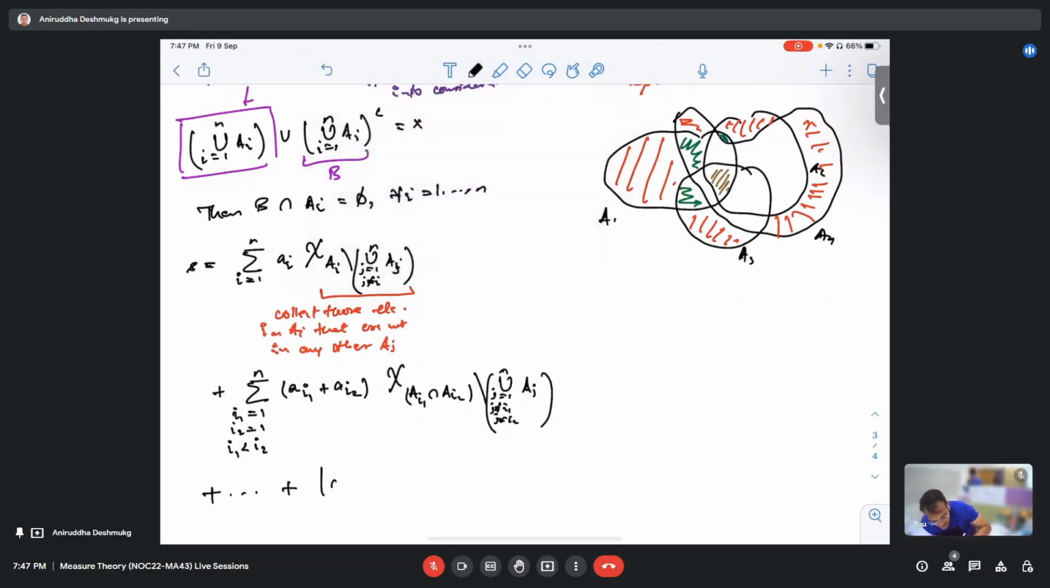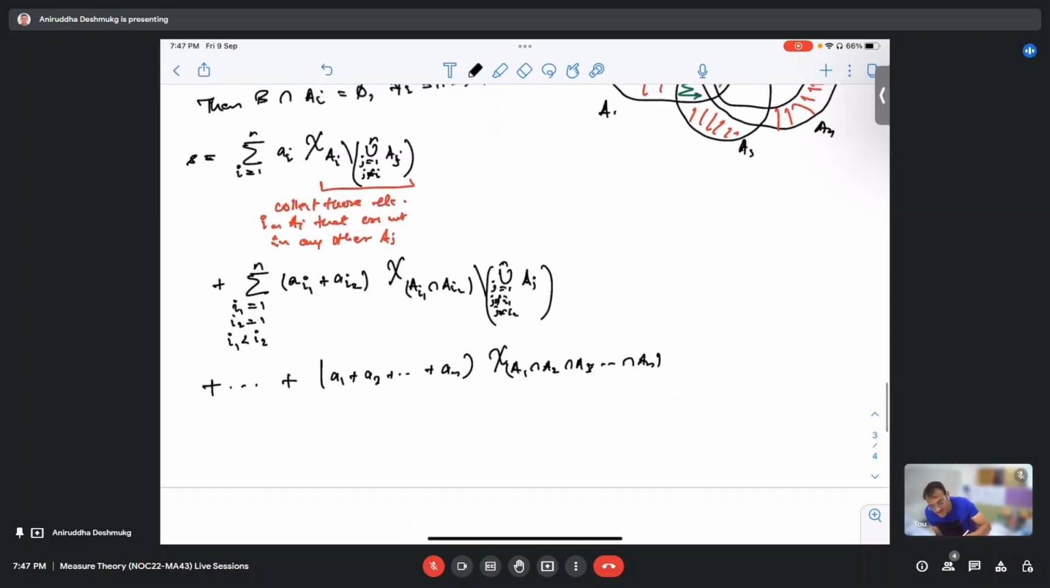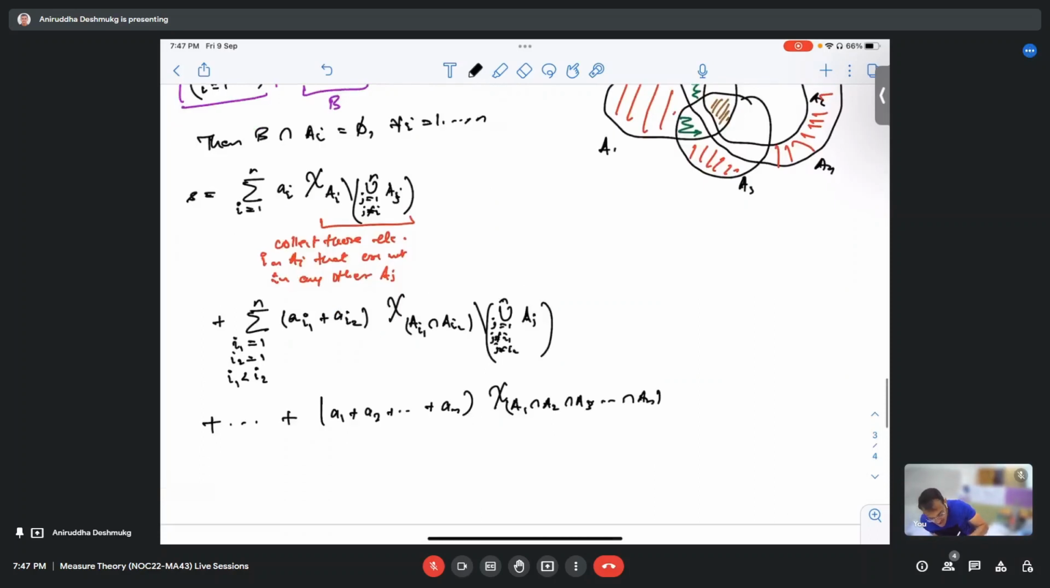So the final one would be A1 plus A2 and so on, with the characteristic function of A1 intersection A2 intersection A3 and so on. So now this is fine. Plus we have to add this B complement, 0 times chi B. Yes.